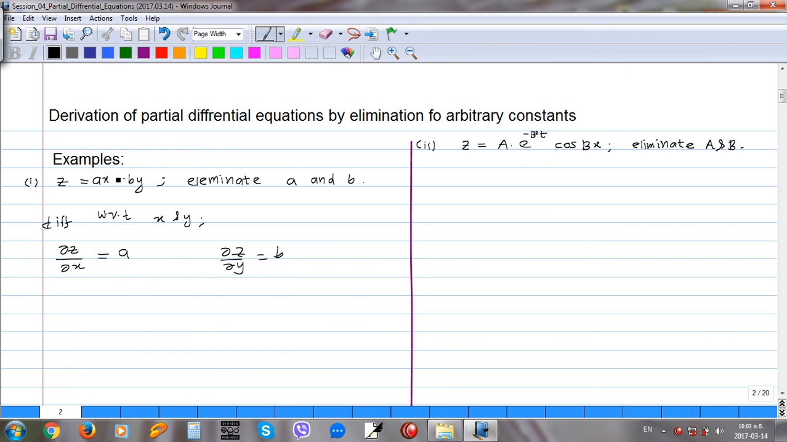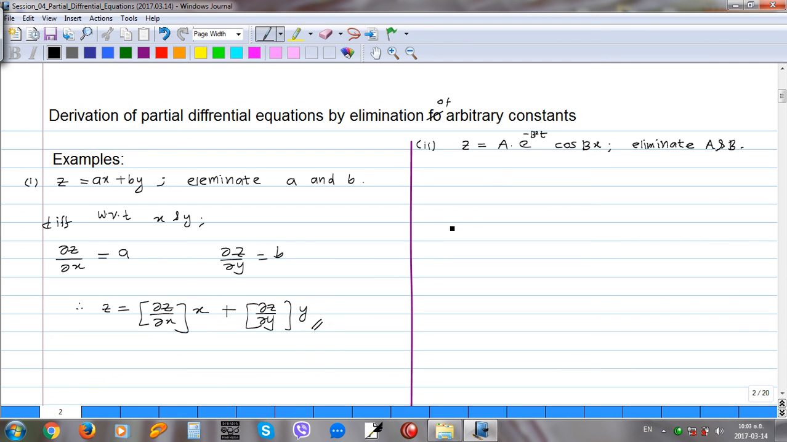Now you have to eliminate the arbitrary constants, so you have to eliminate this a and b. Now you found a and b, then you can write, therefore z equals, instead of a you can write ∂z/∂x times x plus, instead of b you can write ∂z/∂y times y. This is the answer.